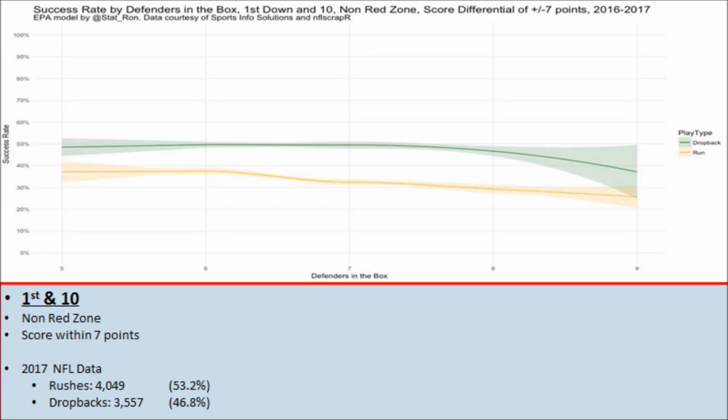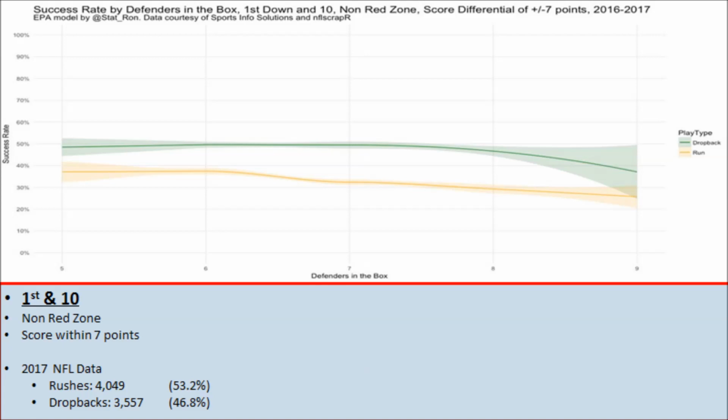Like if you look at 7 men in the box, there's roughly 20% difference between success rate from dropbacks to runs. That is significant. If I told you that a play was 20% more likely to keep you on schedule, are you telling me you wouldn't be dropping back and taking those 20% to the house? You've got to pick up on these winning edges. And so we talked about that in our last video, that the whole point of being a coach is to pick up on these winning edges.